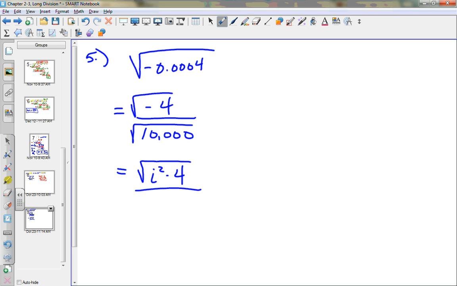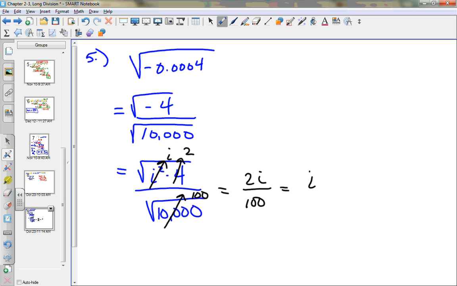Is 10,000 a perfect square? What number multiplied by itself is 10,000? So 1,000 times 1,000 is 10,000? So 100 times 100 is 10,000? We all agree on that now? Okay, now what is the square root of i squared? i. What's the square root of 4? 2. What's the square root of 10,000? 100. So you actually have 2i over 100, which brings it down to i over 50. Do we see that?